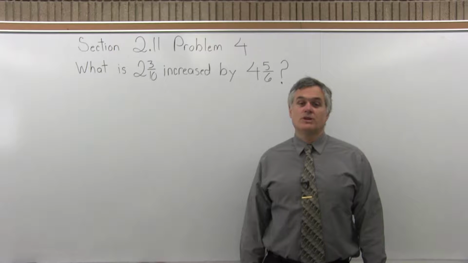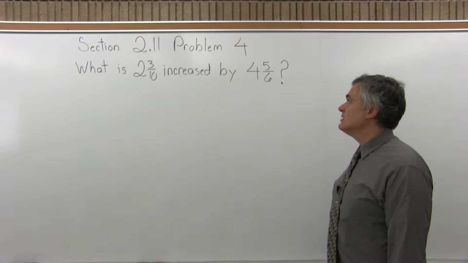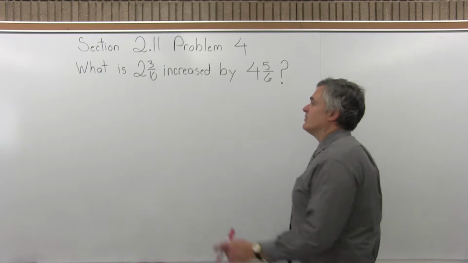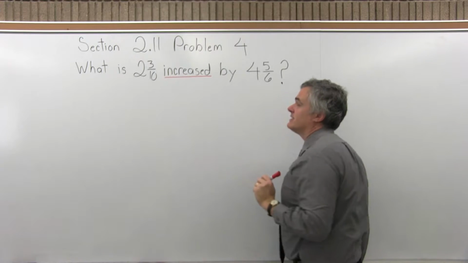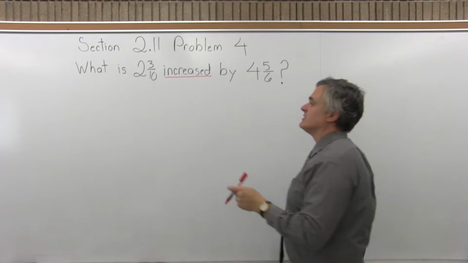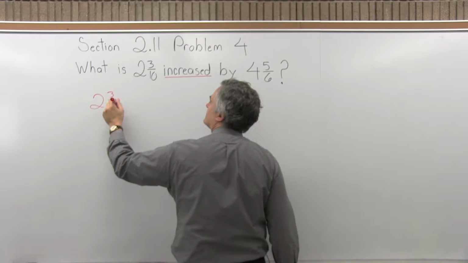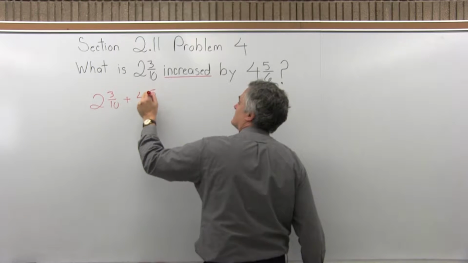This is Section 2.11, Problem 4. It says, what is 2 3/10 increased by 4 5/6? The word "increased by" is telling me that we need to add these fractions. So what we need to do is add 2 3/10 plus 4 5/6.